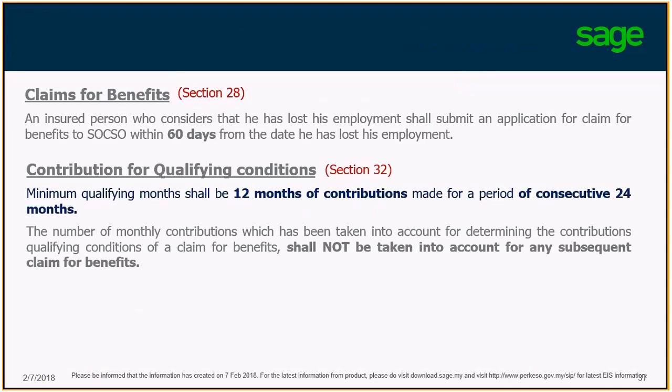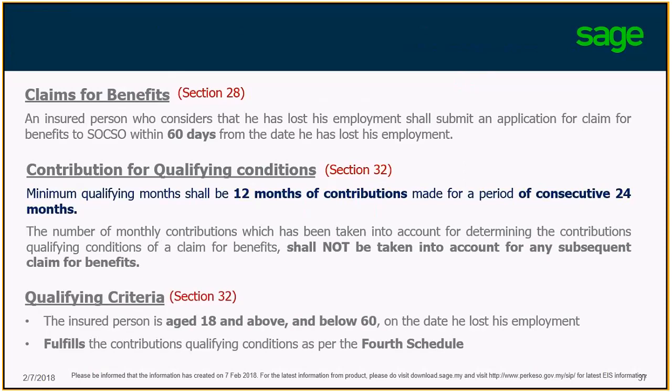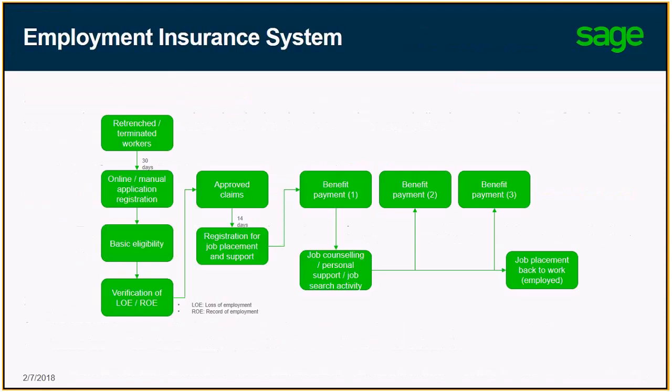Now, contribution and qualifying conditions: the minimum qualifying period shall be 12 months of contributions made within a period of 24 consecutive months. The number of monthly contributions which has been taken into account for determining the contribution qualifying conditions of a claim for benefit shall not be taken into account for any subsequent claim for benefits. And then the qualifying criteria, as shown earlier already: the insured person aged 18 and above and below 60 on the date he lost his employment, fulfilling the contribution qualifying conditions as stated in the fourth schedule.